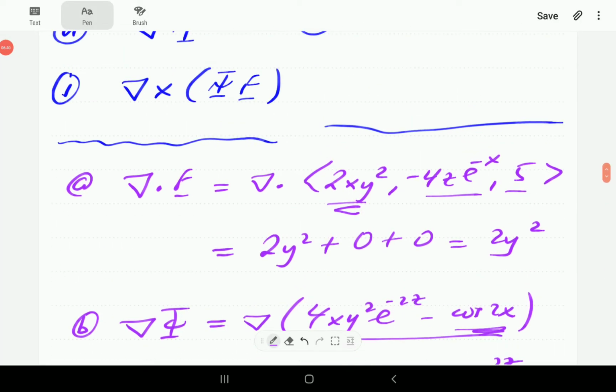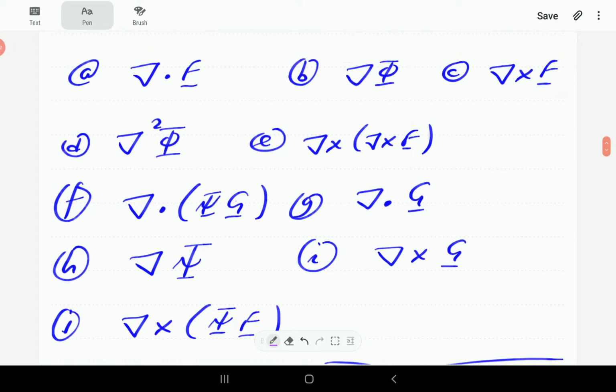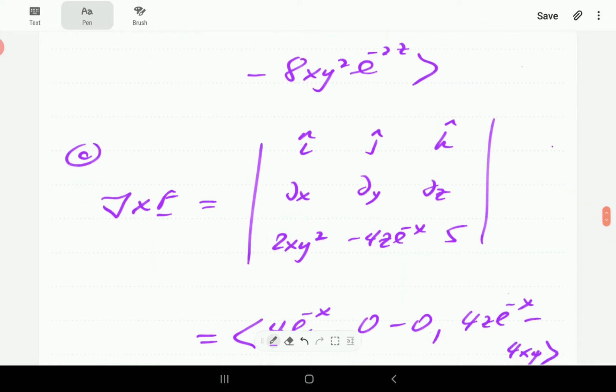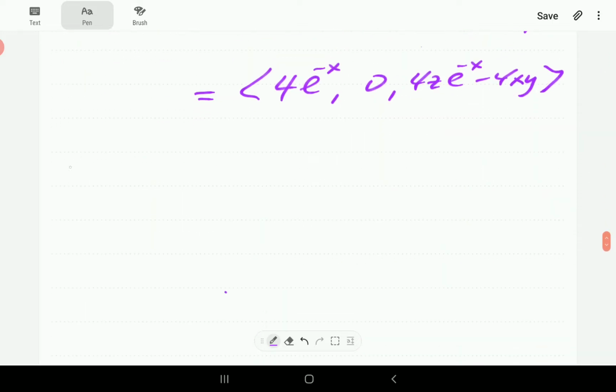Then next in our list of quantities to work out, we are going to work out the Laplacian of phi. So this is in part D, Laplacian of phi. There are two ways we can work out the Laplacian of phi.